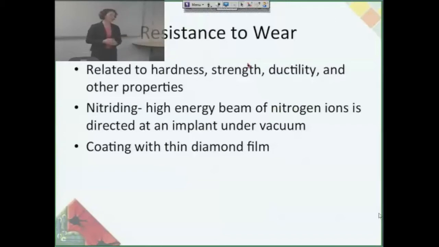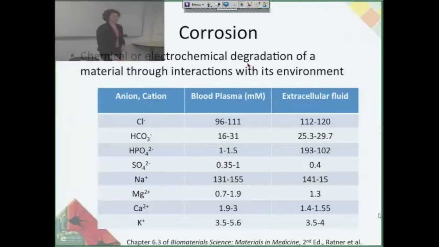But what's become the most effective way of doing it is just coating with a ceramic, which we're going to talk about in a couple slides, but ceramics are known to have better resistance to wear than metals. Okay. Another way that metals often fail is through electrochemical corrosion. So that is the electrochemical degradation of a material through interactions with its environment.